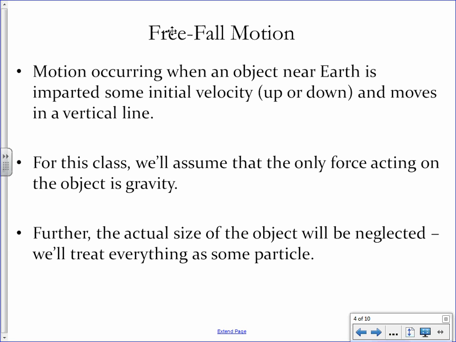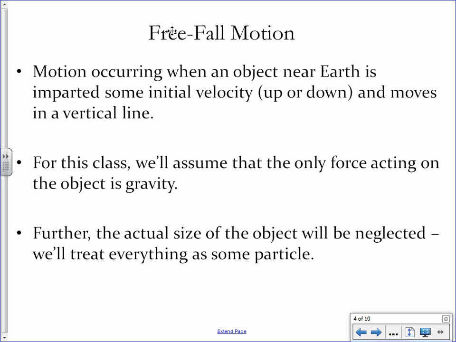Now, when we talk about positive and negative velocity, yesterday we were talking about right and left. If we're talking about free fall motion, then velocity, instead of left and right, we're going to think of as up and down. Is that okay? It's still linear motion, right? Up and down versus left and right, it's still the same concept.